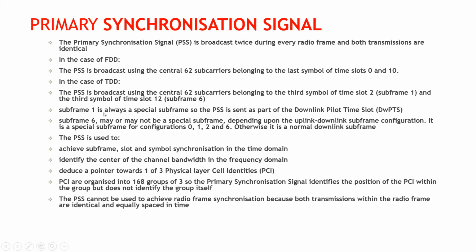So subframe 1 is always a special subframe. The PSS is sent as part of the downlink pilot time slot, that is in case of TDD. Subframe 6 may or may not be the special subframe. Depending upon the uplink-downlink subframe configuration, it is a special subframe for configuration 0, 1, 2, and 6. Otherwise, it is a normal downlink subframe.